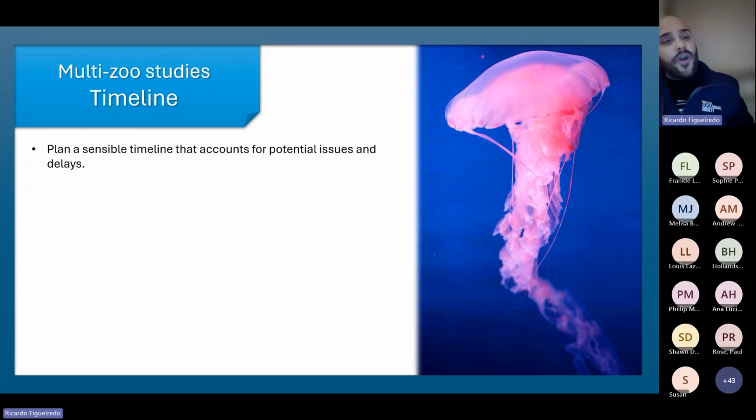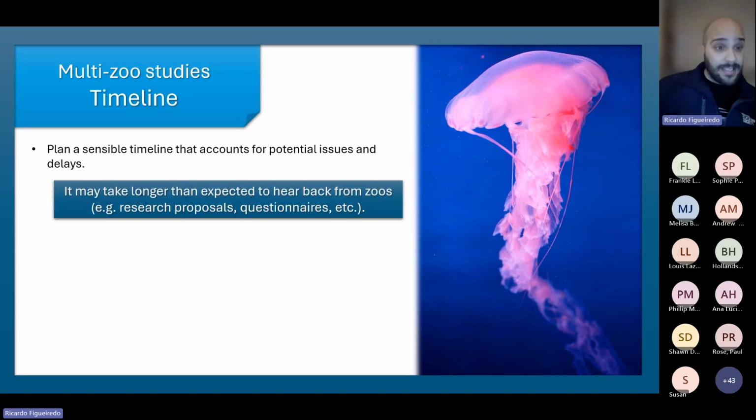Timeline. So very, very important to plan a sensible timeline, and that accounts for potential issues and delays. So remember that it may take longer than expected to hear back from zoos. So if you are sending a research proposal to ask whether you can conduct a certain research study at the zoo, give it enough time. You can ask on average how long it usually takes, but make sure you give the zoo enough time to review, and sometimes it may take a while.